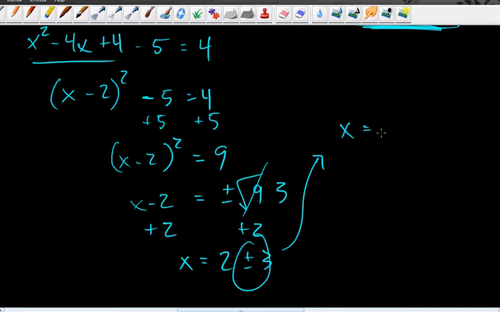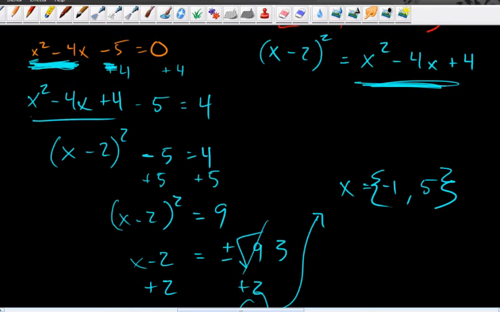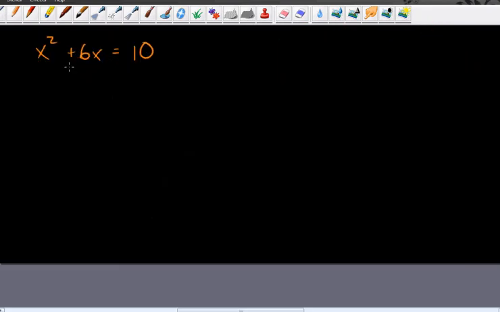This basically gives me 2 answers, because I have to do 2 plus 3 and 2 minus 3. So 2 minus 3 is negative 1, and 2 plus 3 is 5. So the two solutions of this equation are negative 1 and 5.